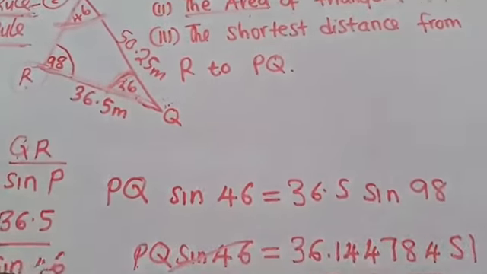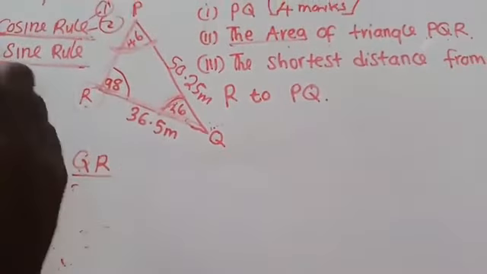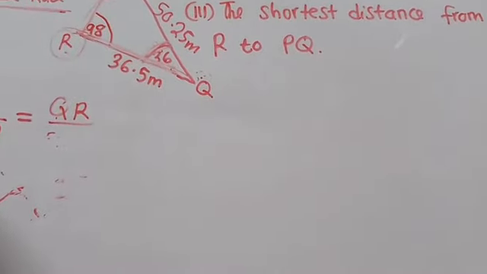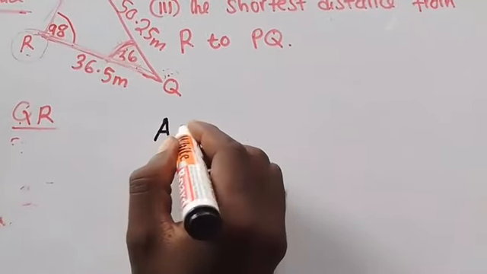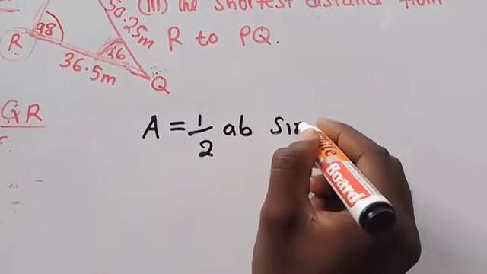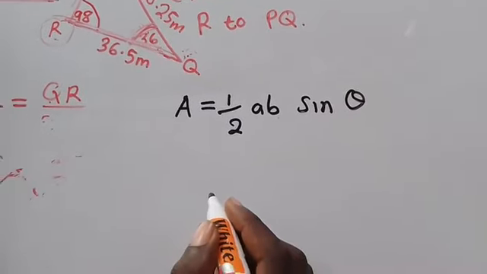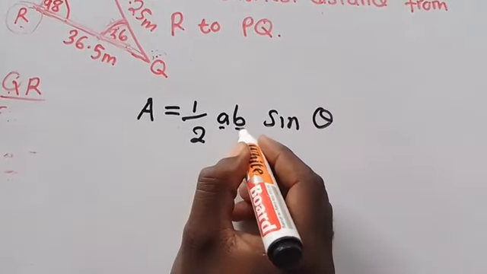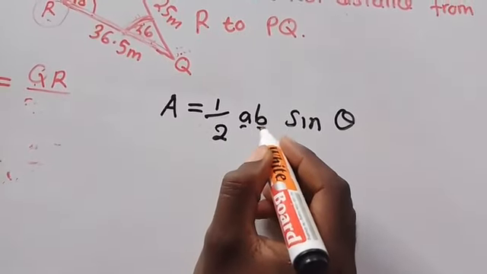So the formula that we are going to use for the area of a triangle is half AB sine theta. With this formula, A and B are the two sides which put the angle in the middle.